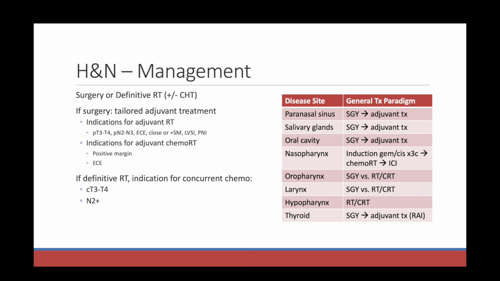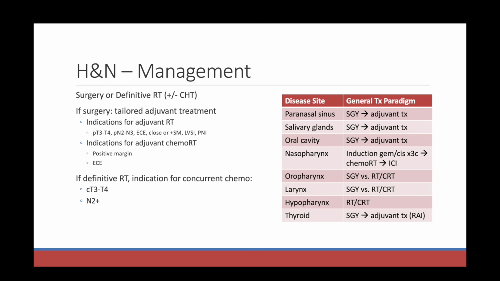So again, the disease sites within the head and neck are heterogeneous in the sense that the general treatment paradigm can differ, the staging can differ, but the general radiation recommendations are very, very similar. If patients are getting surgery up front, the indications for doing adjuvant radiation are typically if they have T3 to T4 disease, N2 to N3 disease, extracapsular extension, close or positive surgical margins, LVSI, or PNI. And usually patients that get surgery are going to have at least one of these risk factors that make us want to offer adjuvant radiation.